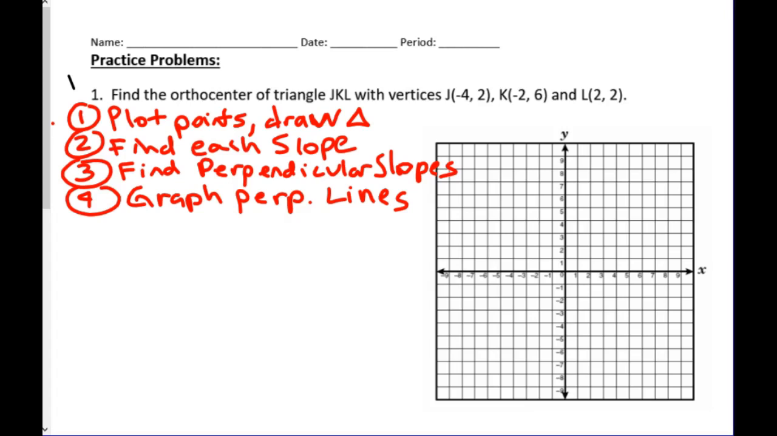So if you have those 4 written down, let's plot those points and label them. Negative 4, 2 is J. Negative 2, 6 is K. 2, 2 is L. And I'd like for you to use your protractor to make straight lines. So everyone's plotting these points. It should make a triangle.